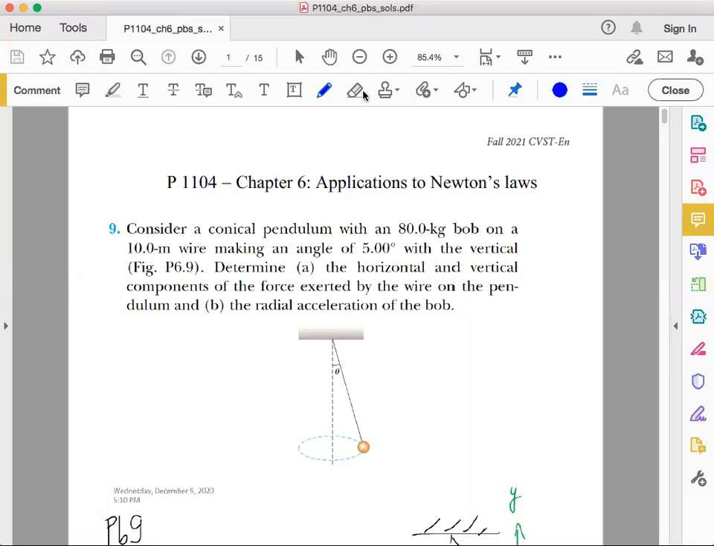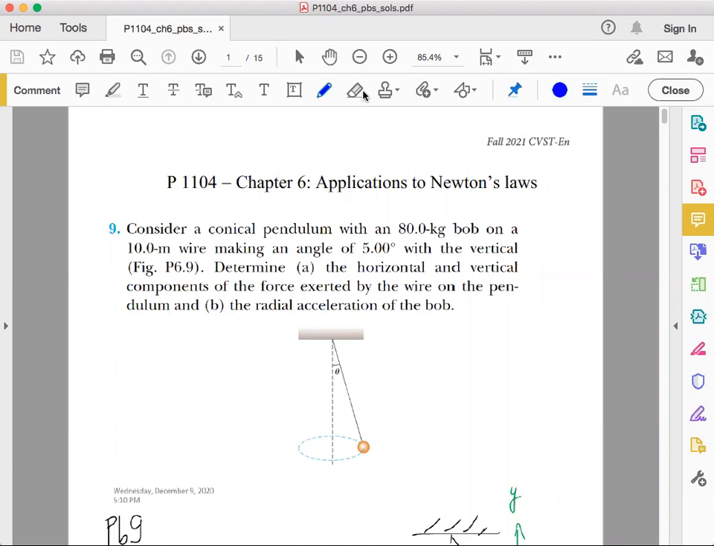Good morning, everyone. So today we're going to solve problems where we're going to see applications of Newton's laws of motion in general, and more specifically Newton's second law. And we're going to focus on circular motion. So let's start with the first problem.